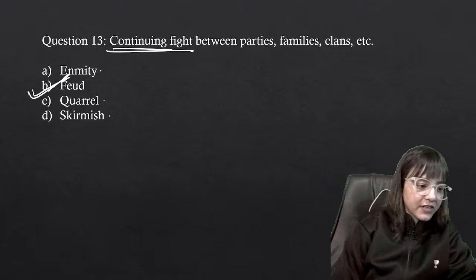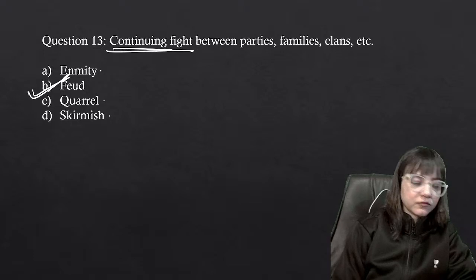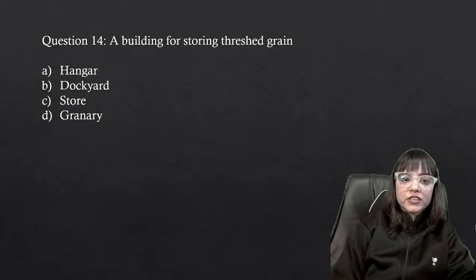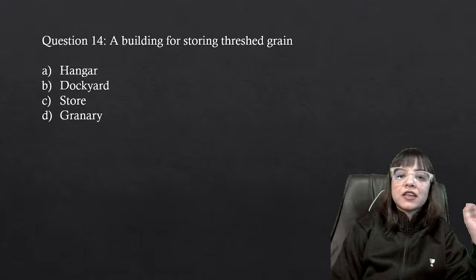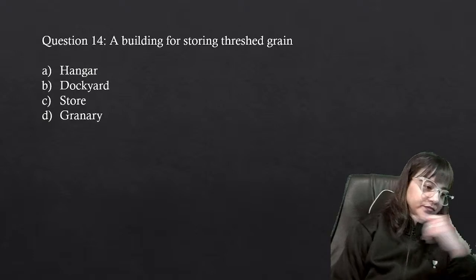Feud. All right. Moving on to the 14th question. A building for storing threshed grain.